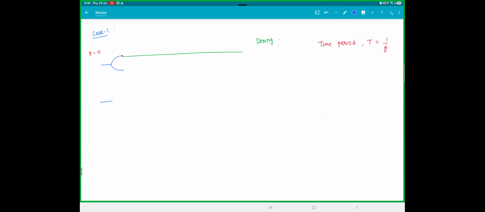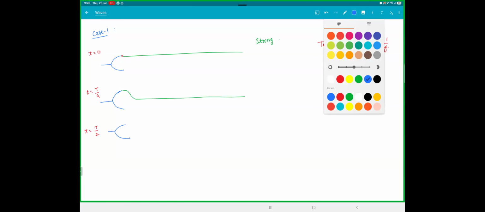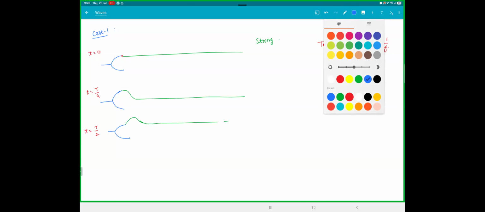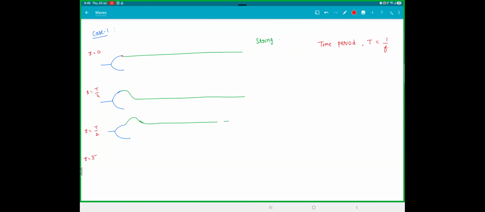When the time is T by 4, this particle has gone to the extreme position. At T is equal to T by 4, you're at extreme position. The wave will look like this. The string will become like this. When the time is T by 2, this particle will come back to the mean position. You have created a half loop. When the time is 3T by 4, remember, this point is simply going up and down.